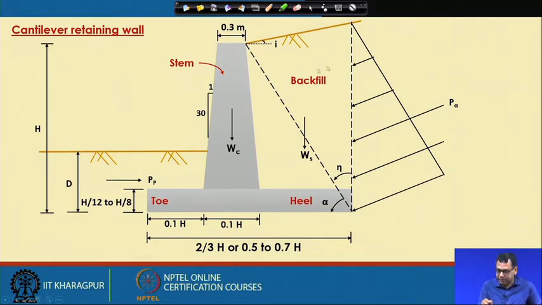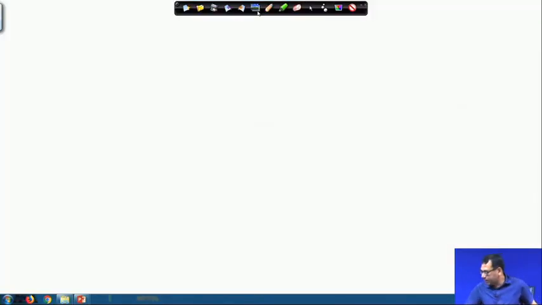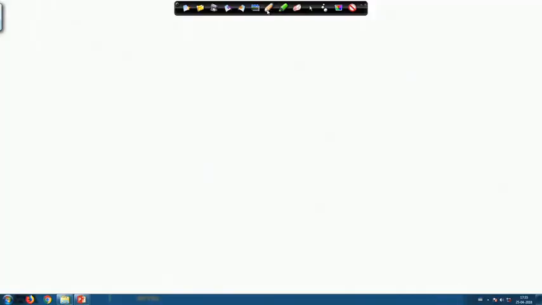So, this backfill is also inclined, so it is parallel to the backfill. So, these are all the cantilever and the gravity retaining wall parts. Now, I will first discuss how we can use this theory and what design checks we will do for different types of wall. So, first we will consider a particular wall. I am taking one particular wall, and then we will discuss what checks we will do.